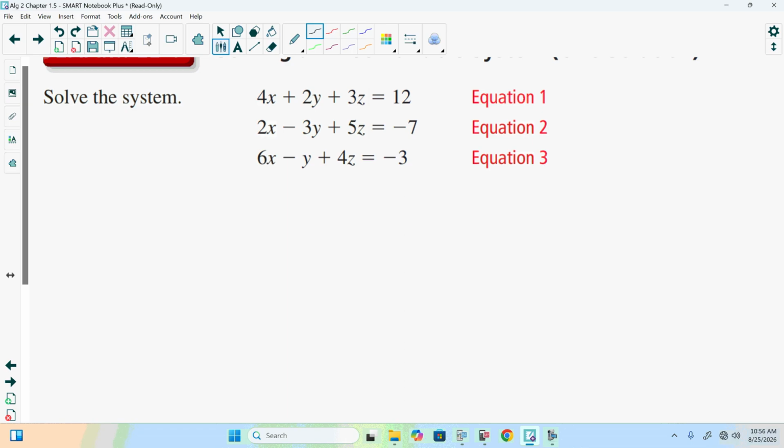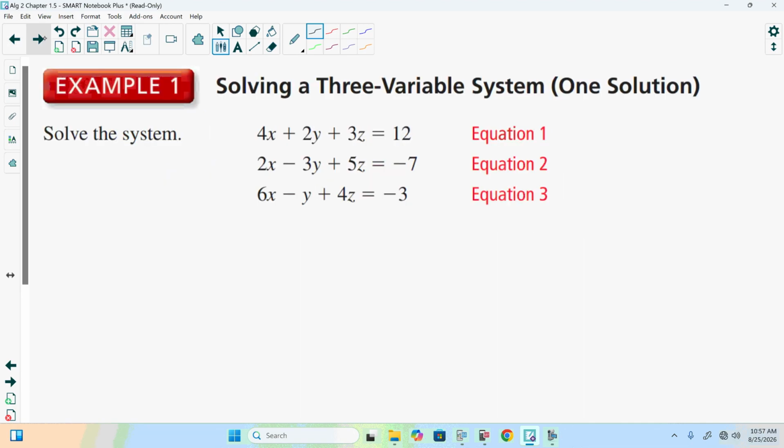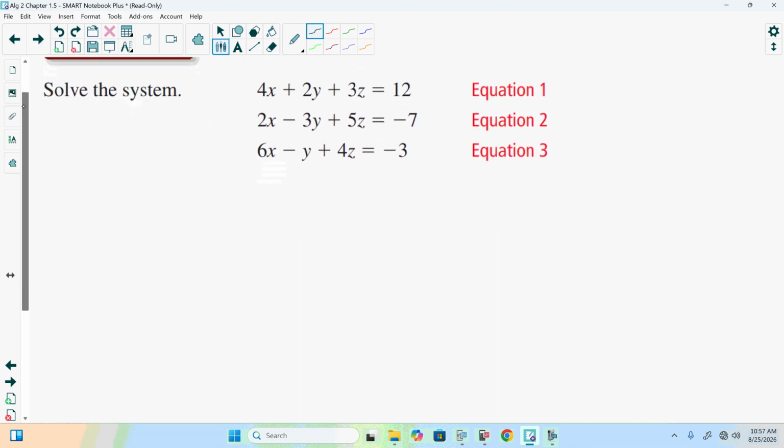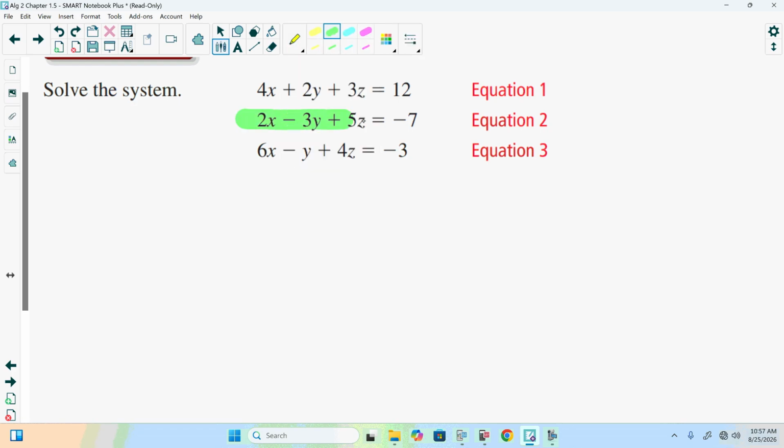So the first step, again, is we need to select a variable to eliminate. We picked x. And an eliminator equation. As we look at these three, 2x was the one that we can nicely turn into the other two, yes? So the equation with 2x is going to be considered the eliminator equation. I would highlight it, select it, so we know that's the equation we're using to remove x from the other two. Its only goal is using it to be eliminated out of the other two. That's what we're using it for.